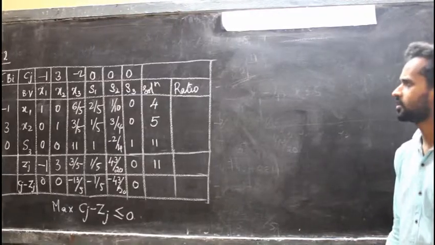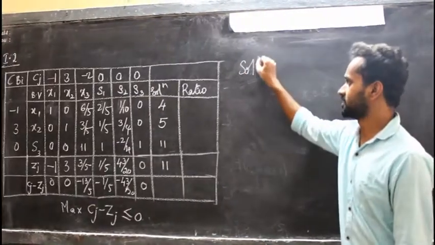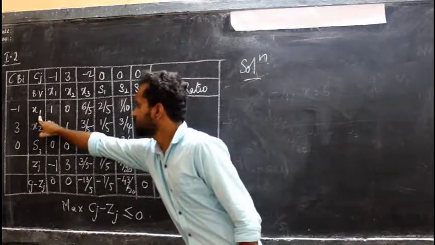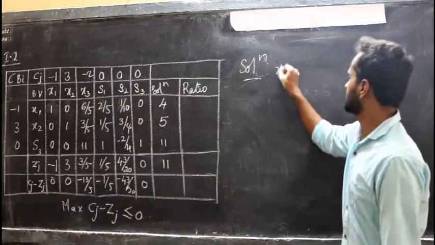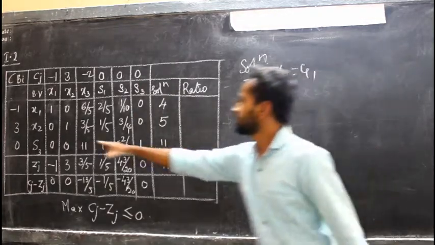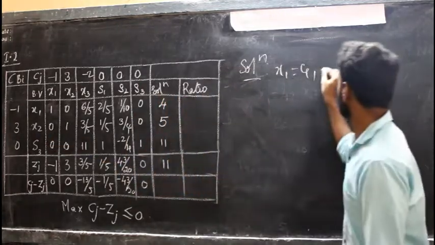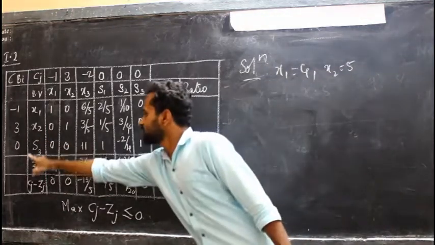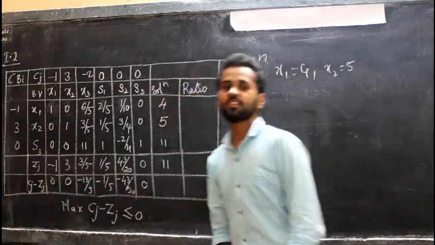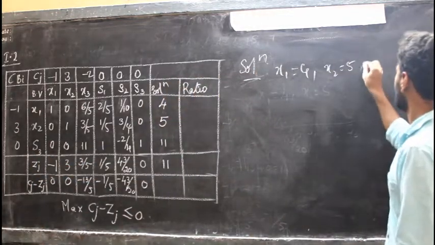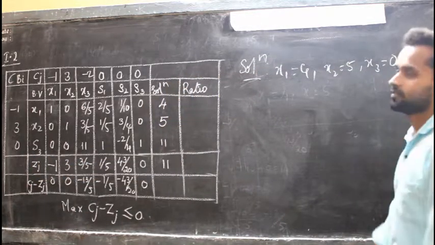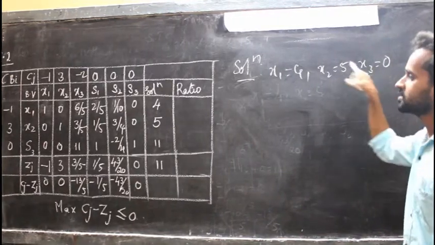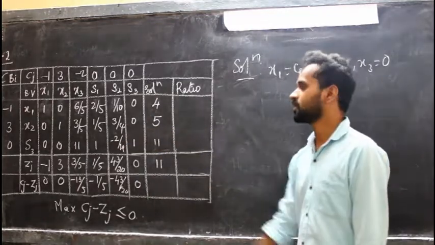The required solution now we will find like this. Variable x1, solution is 4. x1 equal to 4. x2, solution is 5. And there is no x3, only s3 is available. Since there is no x3, I can write x3 equal to 0. I can write x1 equal to 4, x2 equal to 5, x3 equal to 0 because there is no x3 in the set of basic variables here.